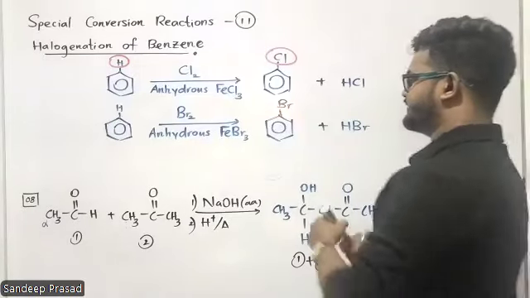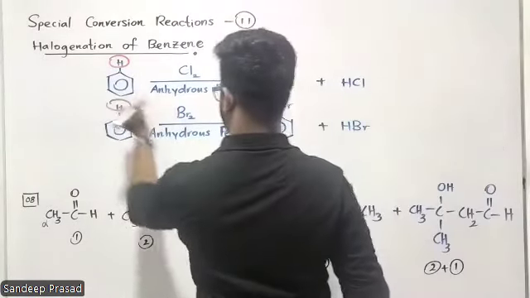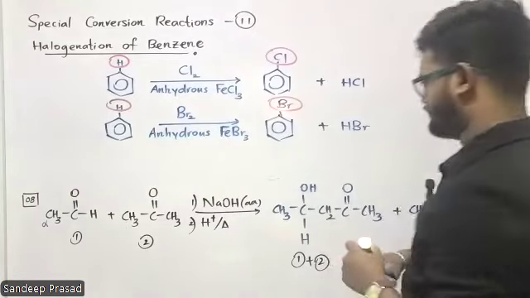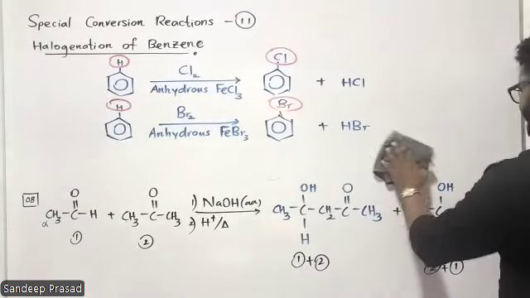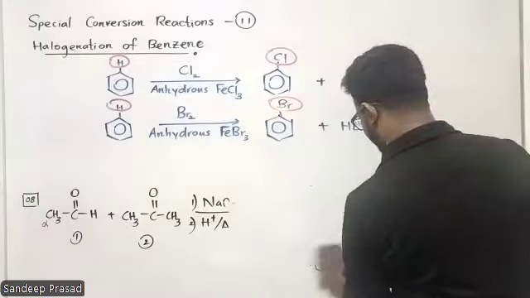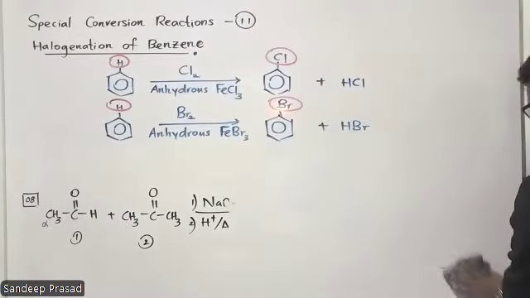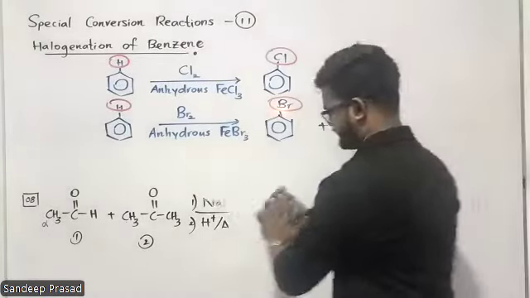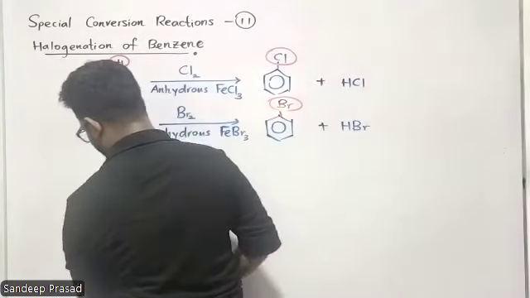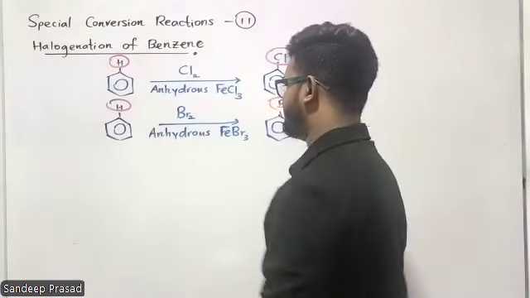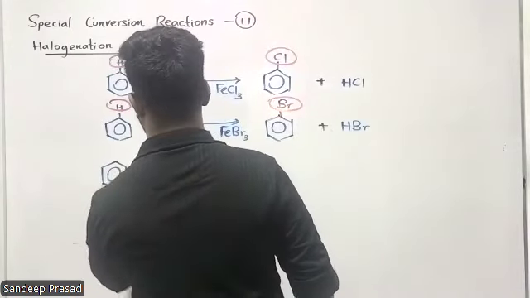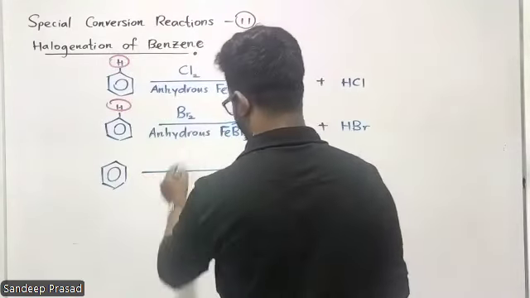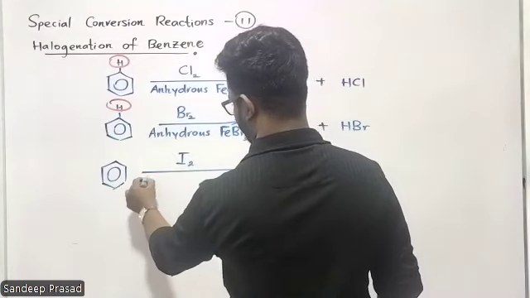So as you can see here, instead of hydrogen, now bromine came into the picture, right? Remember, we can't do the same reaction with iodine. Unfortunately, we can't add iodine to this molecule, benzene, directly. Actually, we have a different method for that one. So we can't do that.